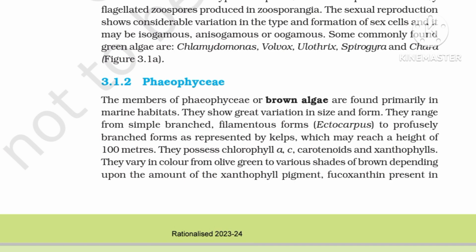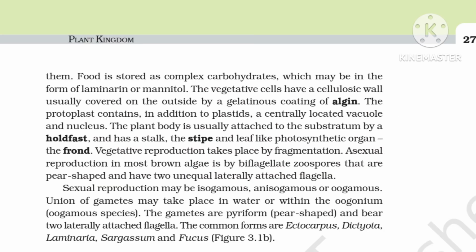The members of Phaeophyceae, or brown algae, are found primarily in marine habitats. They show great variation in size and form. They range from simple branched filamentous forms like Ectocarpus to profusely branched forms as represented by kelps, which may reach a height of 100 meters. They possess chlorophyll a, c, carotenoids, and xanthophylls. They vary in color from olive green to various shades of brown depending upon the amount of the xanthophyll pigment, fucoxanthin, present in them. Food is stored as complex carbohydrates, which may be in the form of laminarin and mannitol.